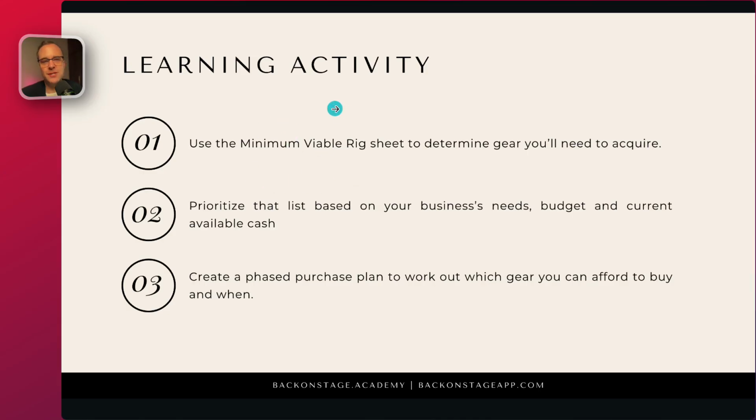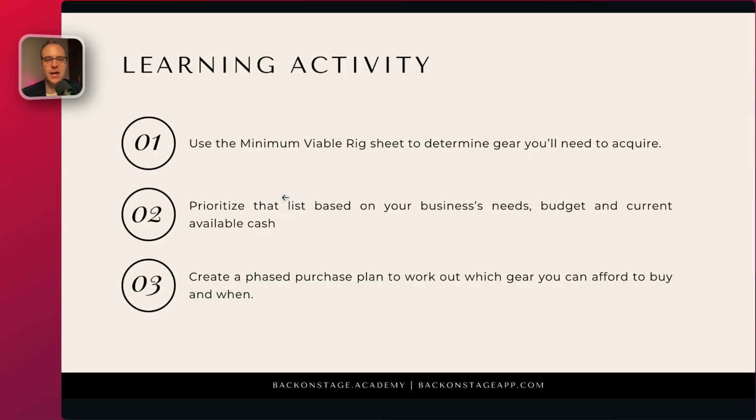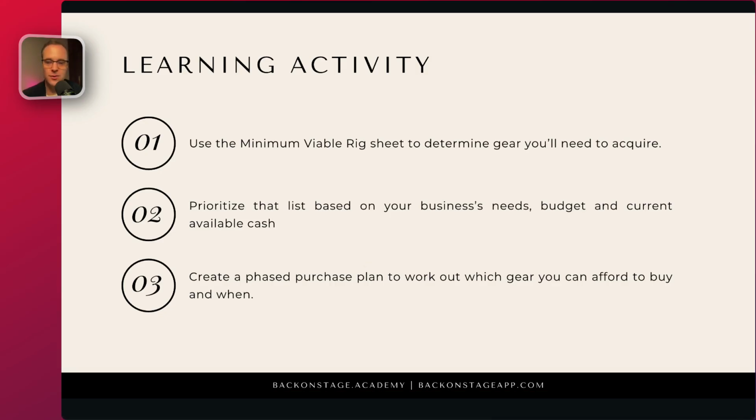For the learning activities from this lesson, I want you to use the minimum viable rig sheet to determine the gear you will need to acquire. Go through and prioritize that based on your business's needs, budget, and your current available cash. And lastly, create a little phased purchasing plan for yourself so you know how you're going to buy that gear. I know for me personally, if I don't make lists, things don't happen. So go make that list. Know when you're going to buy that gear. Put it in your calendar. Say, I'm going to the store on this day, I'm going to put the Amazon order in on this day, whatever. Make sure you do that so that this stuff happens and you don't forget about it.